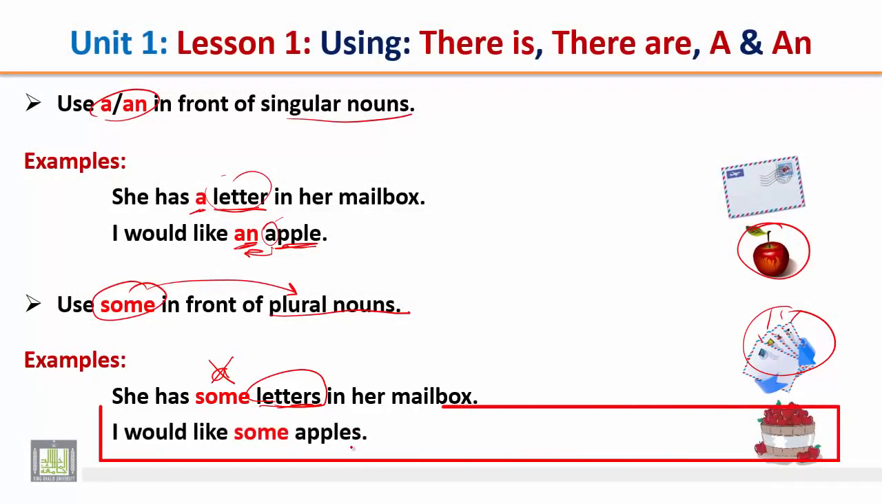I would like some apples. Again, the word apples is a plural noun. We have many apples here, so we use some. But can we say an apples? No, we cannot. So this is wrong. Again, why? Because this is a plural noun. We use an with singular nouns.